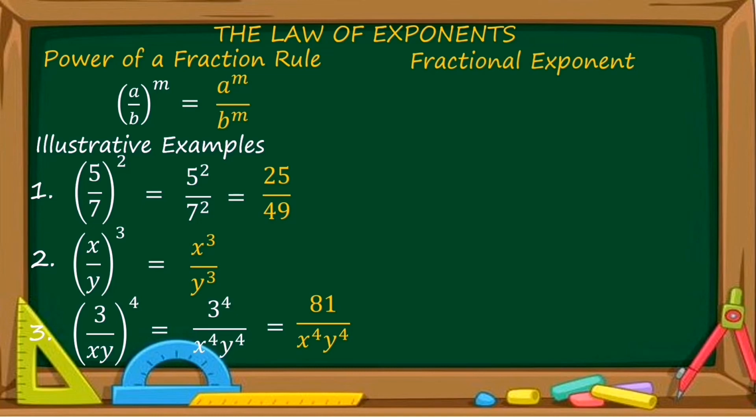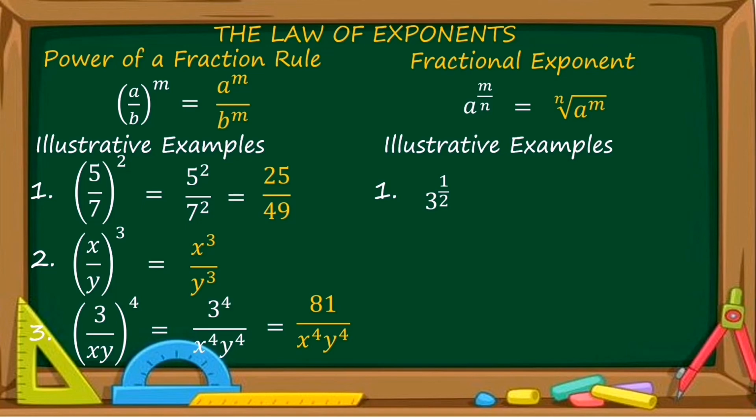Lastly, we have the fractional exponent. A raised to m over n is equal to the nth root of a raised to m. The denominator of the fractional exponent will serve as the index of the radical expression, while the numerator will serve as the exponent of the radicand. Illustrative examples. Number 1, 3 raised to 1 half is equal to the square root of 3.